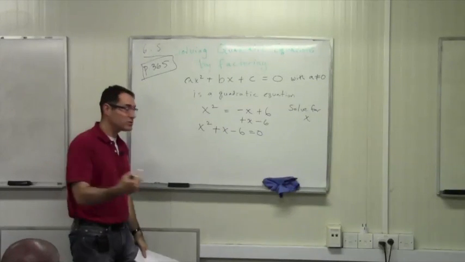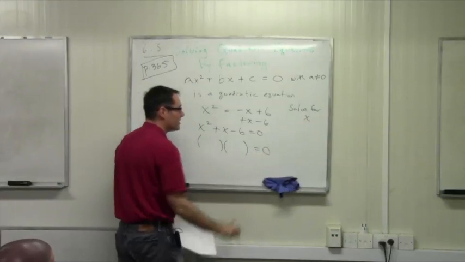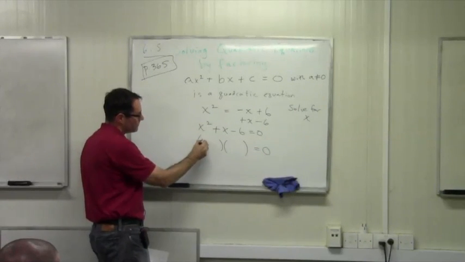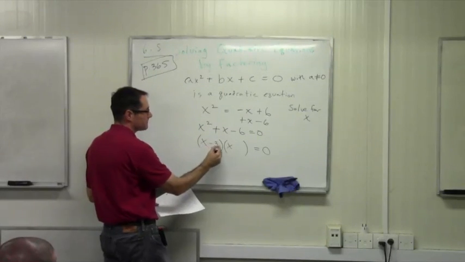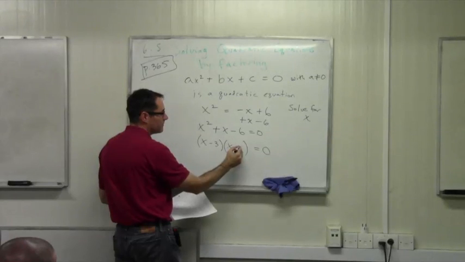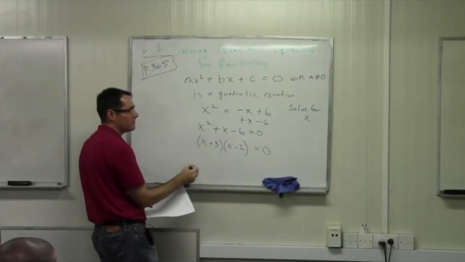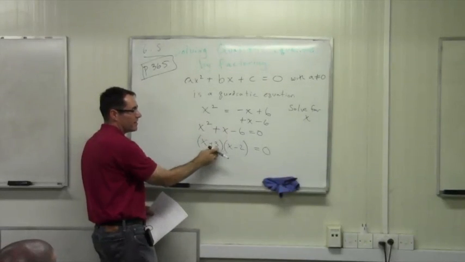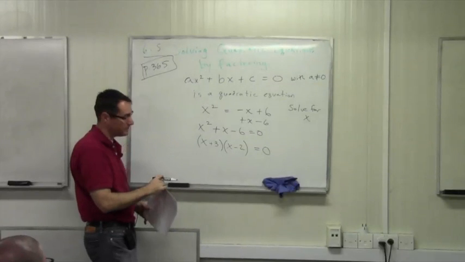You guys are all pros now at factoring this. I'm going to leave the equals 0 in there. We're just going to factor this. This is one of the easy ones. Negative 3 and positive 2? Is that right? I think it's going to be positive 3 and negative 2, right? Because 3 minus 2 has to equal the coefficient of x, which is 1.